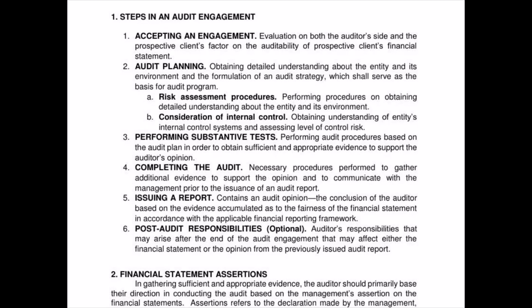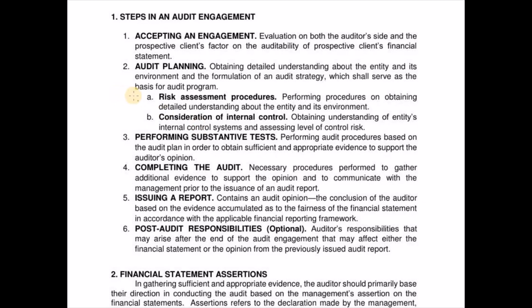So, after accepting an engagement, we have the audit engagement letter. Then, once there is an agreement regarding the engagement through the written form, the audit engagement letter, then we can now prepare the audit plan. So, the second step in our audit engagement is the audit planning. What is this? Obtaining a detailed understanding about the entity and its environment and the formulation of an audit strategy which shall serve as the basis of our audit program.